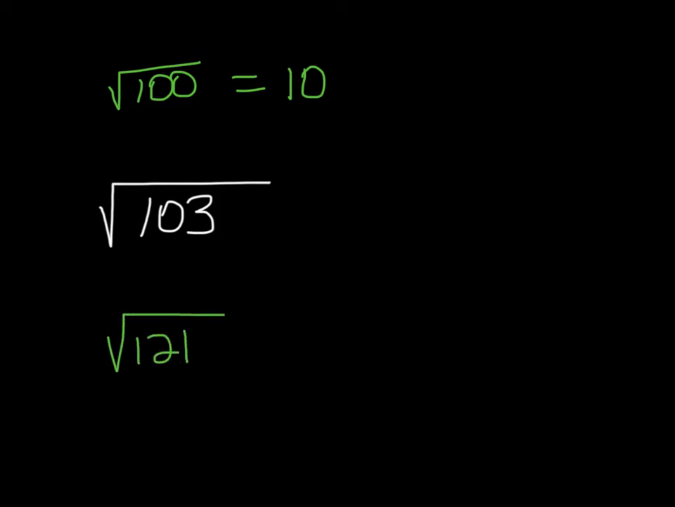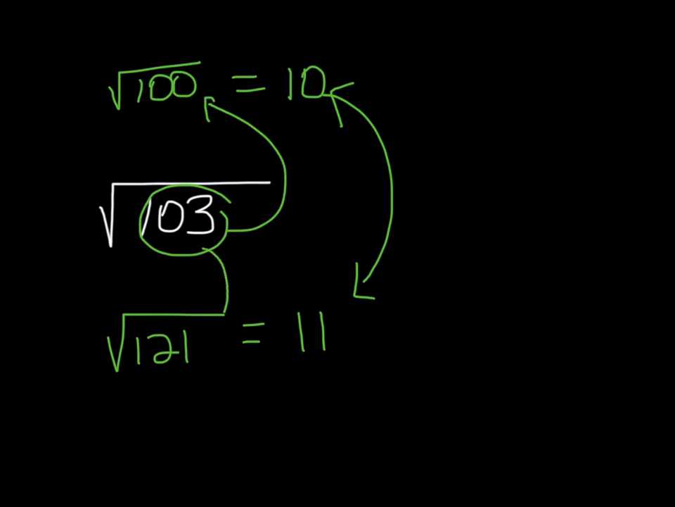Let's do one more example of approximating a square root. If the problem is the square root of 103, then we know that the square root of 100 equals 10, and the square root of 121 equals 11. So we know that the square root of 103 has to be somewhere between 10 and 11. Obviously, it has to be closer to 10 because 103 is closer to 100 than it is to 121. Therefore, its square root would have to be closer to 10 than it is 11.